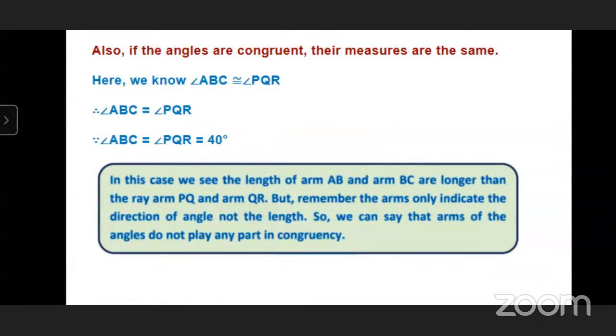In the congruence of angles, the arms of the angle cannot play any role. The arms only indicate the direction of the angle, not the size of the angle. We can say that the arms of the angle do not take any part in the congruence of angles.